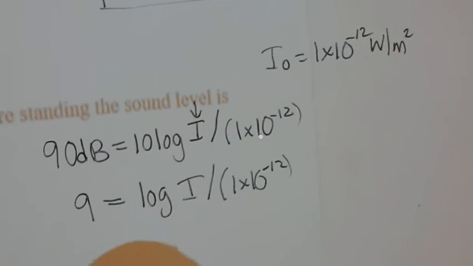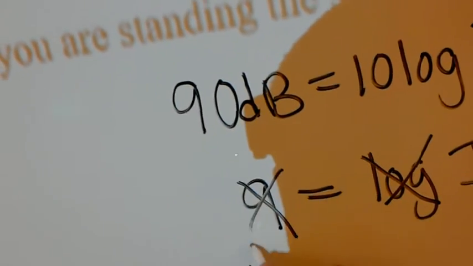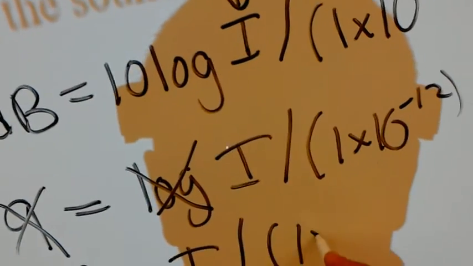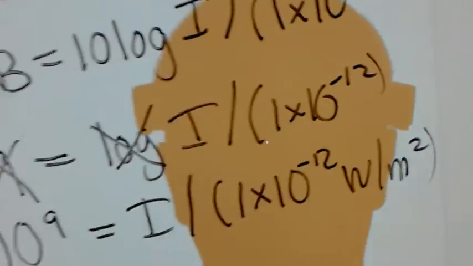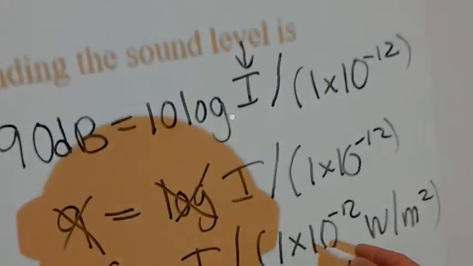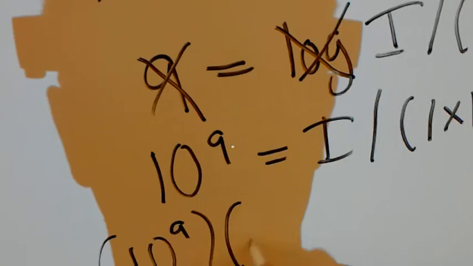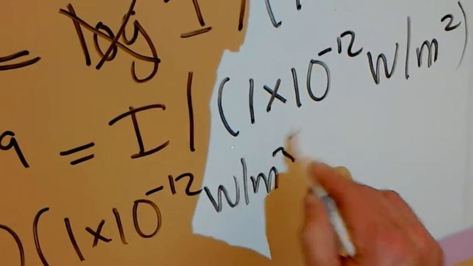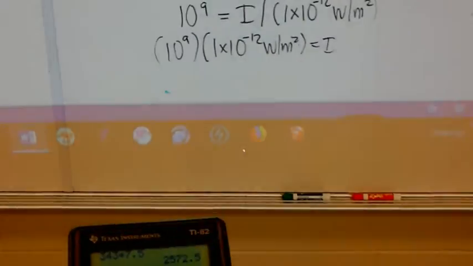So now what we can do is do the anti-log, which means to cross out the log and cross out the 9 and raise 10 to the 9th equals I divided by 1 times 10 to the minus 12th watts per meter squared. And then what we simply do is times this, because it's on the bottom, by this to get the answer. So 10 to the 9th times 1 times 10 to the minus 12th watts per meter squared equals what we want. And we just put that in our calculator.